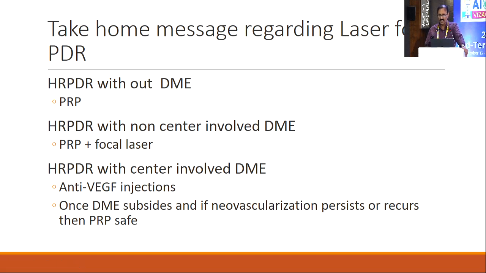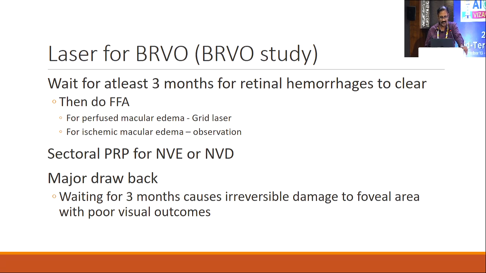So the take-home message is, if you have high-risk proliferative diabetic retinopathy without DME, then go for pan-retinal photocoagulation. High-risk proliferative diabetic retinopathy with non-center involved DME, you can still do focal laser and PRP. If high-risk proliferative diabetic retinopathy with center-involved DME is there, then treat with anti-VEGFs. Once the DME subsides, or if neovascularization persists or recurs, then add laser. It is always safer, and don't go only with anti-VEGF, because if the patient is lost to follow-up, he might land up with severe anterior segment neovascularization also.